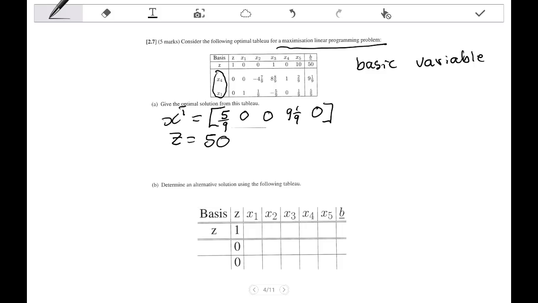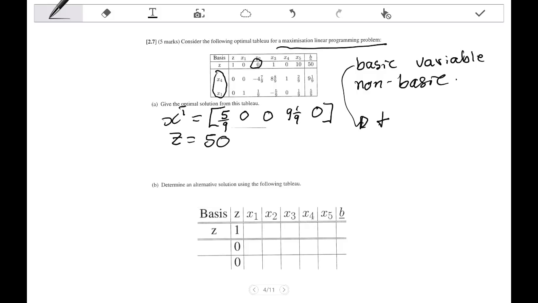Determine the alternative solution using the following table. Since in this table, if you look at x2, it has a 0 coefficient, and in the other constraints it doesn't have a 0. As I told you, we're going to look at the basic variables and then the non-basic variables. A basic variable is a variable that has a coefficient of positive 1 in one constraint, and coefficients of zero in the other constraints.